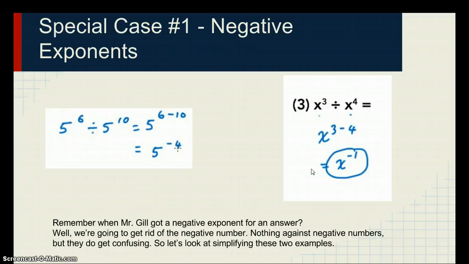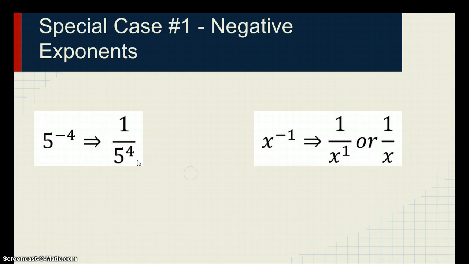So we're going to look at a couple examples. Looking first at his 5 to the negative 4th power, that becomes 1 over 5 to the 4th power.